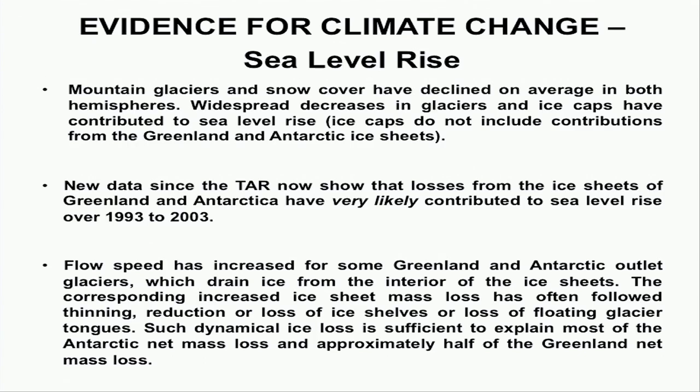Also, we can measure the flow speed from these glaciers, and certainly the flow speed from Greenland and Antarctic glaciers has increased. And of course, those drain ice from the interior of the ice sheets, and that increased ice sheet mass loss is then followed by ice sheet thinning, or you get a reduction in the so-called ice shelves, or loss of floating glacier tongues in mountainous regions. This dynamical loss is sufficient to explain most of the loss of ice mass in Antarctica, and at least half, now more, based on recent analyses, of the ice mass loss in Greenland.